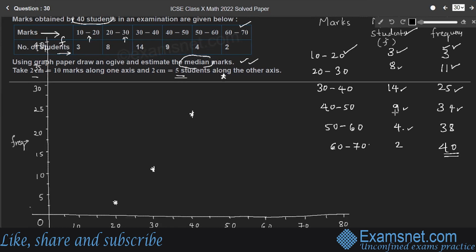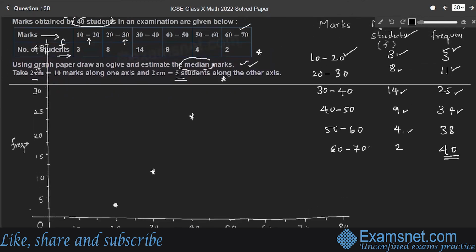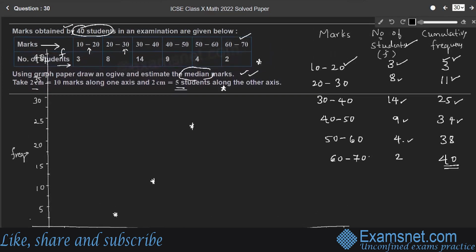38 in the range 50 to 60, the number 38 comes here. 40 students in the range 60 to 70, so we'll take 70. So the graph looks like this. Join all the points. It looks like this.